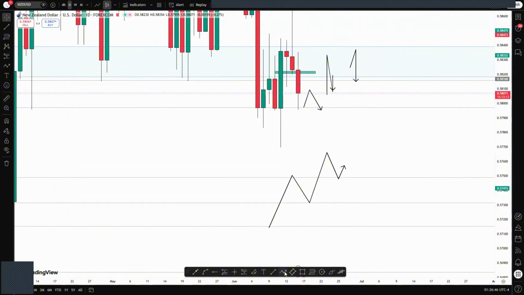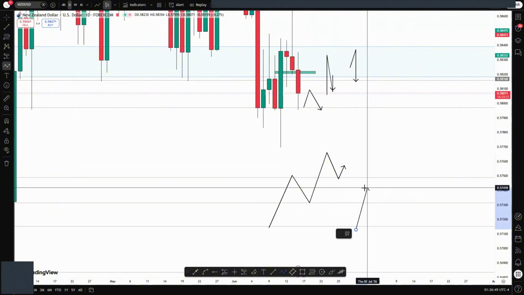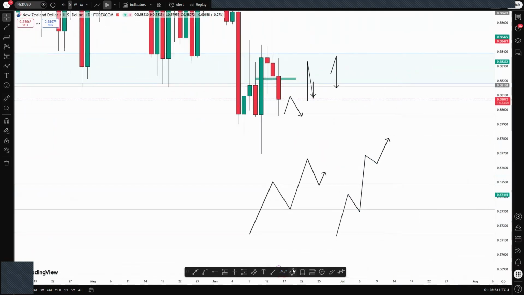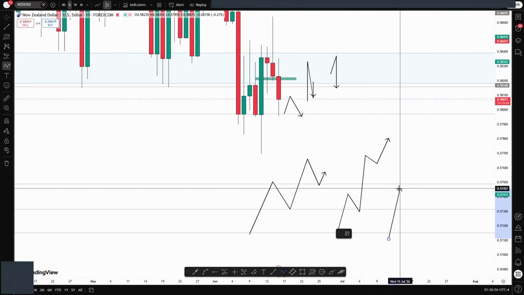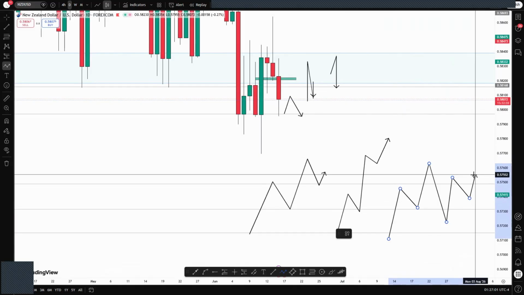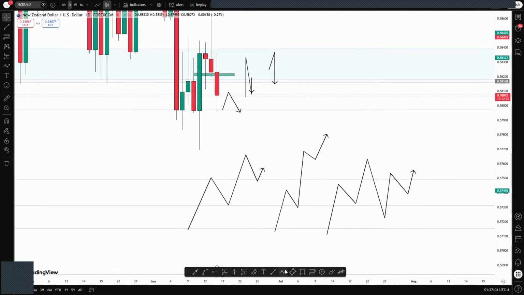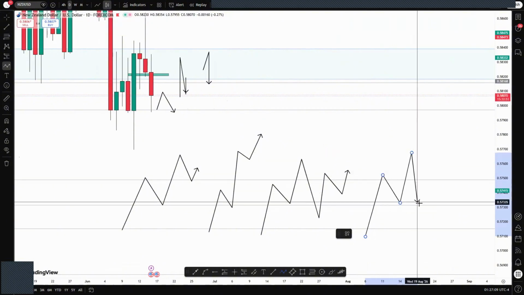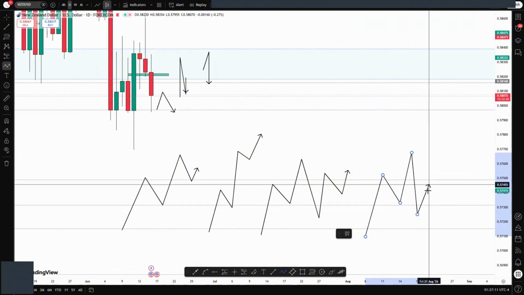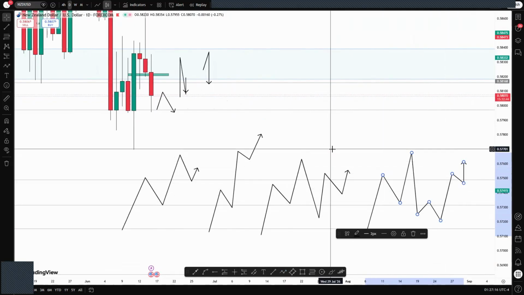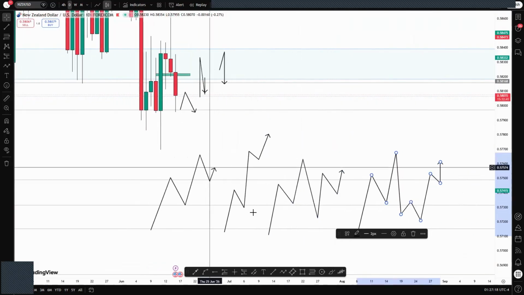But trust me, sometimes price will break, retest, and do this. Sometimes price will break, do this, then do this. You see? Sometimes again, price may break, retest, and do this. You see? But the main strategy I've taught you is you only have to look for this to happen.